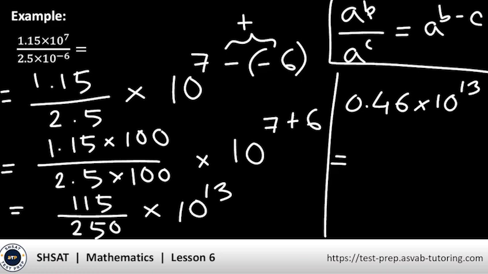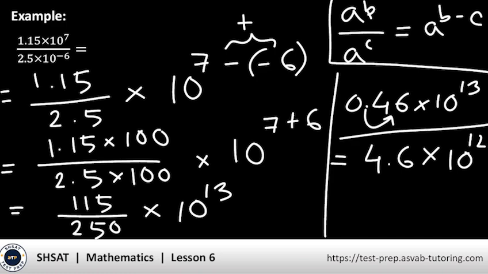No, my answer has not ended. Why? Because you need to put the decimal 1 unit to the right here. So that gives me 4.6. And because we moved it 1 unit to the right, we need to subtract 1 from the power. So 13 minus 1 is now 12. So that is my final answer.